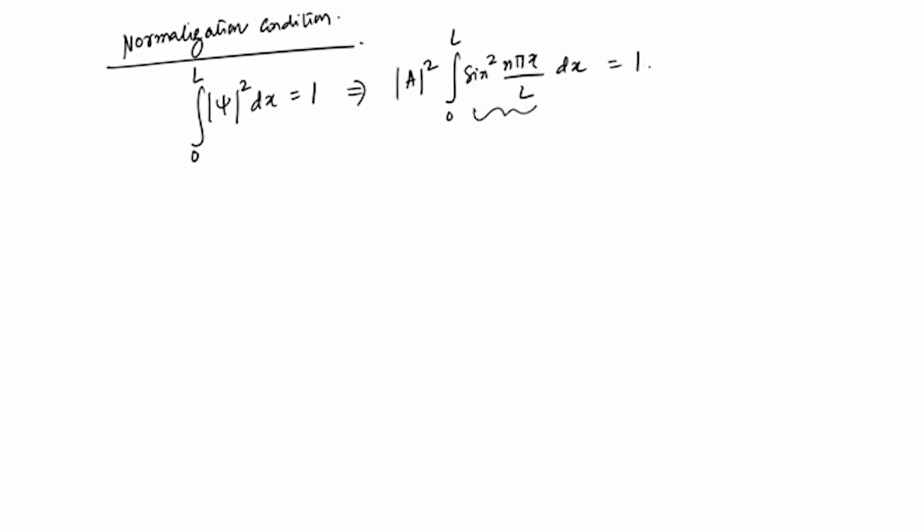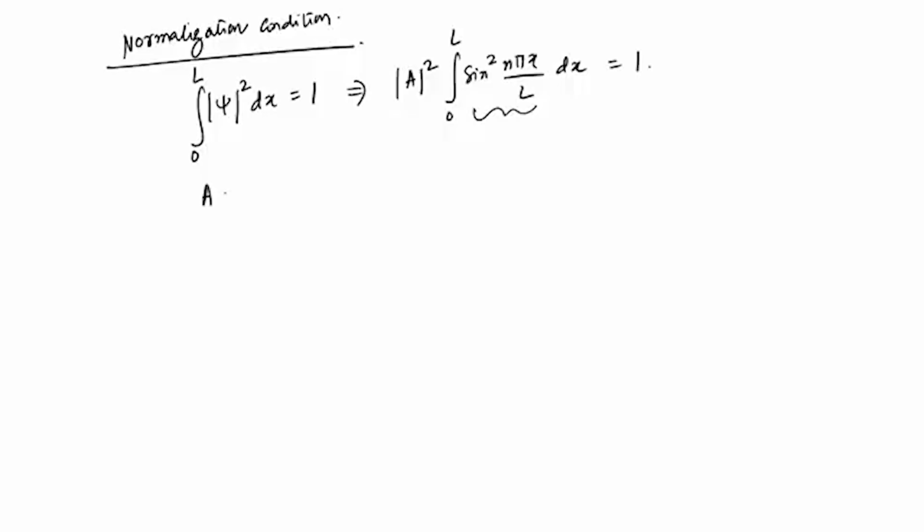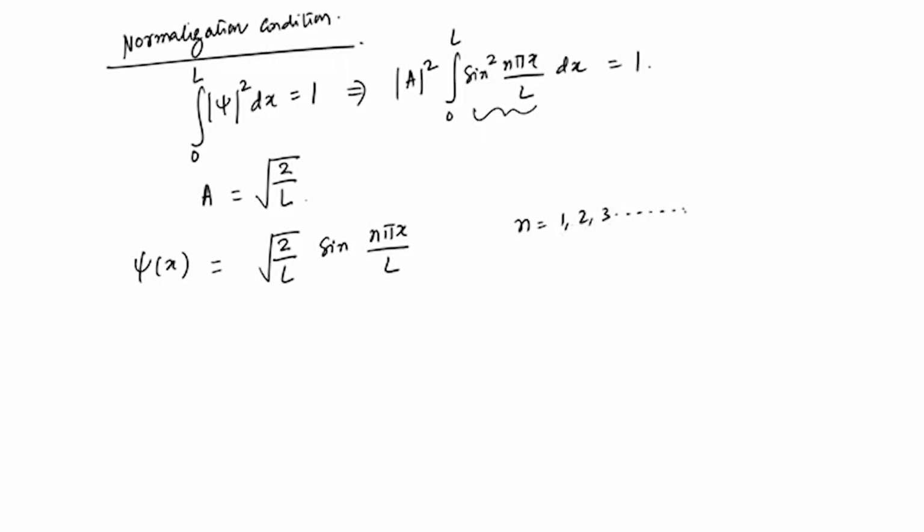You can just multiply and divide by a factor of 2, and then use it as a cosine 2 n pi x by L, and then perform this integral. This integral is going to give A equal to root over 2 by L. And then of course, what you get is the full solution of the wave function: root over 2 by L sine of n pi x by L, with n equal to 1, 2, 3 and so on, all these integers.